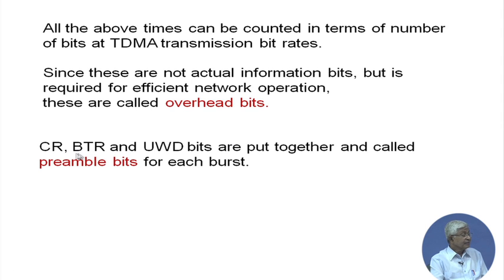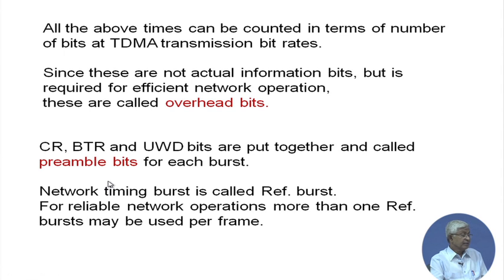Now CR, BTR, and unique word detection bits are put together and called preamble bits for each burst, that is, each user burst has preamble bits. Similarly, there is a reference burst which contains similar things. In addition, certain reference network operation information is there. So the total reference burst is not user data; the user is not exchanging it, that is operation for the network, which is also an overhead for the network.